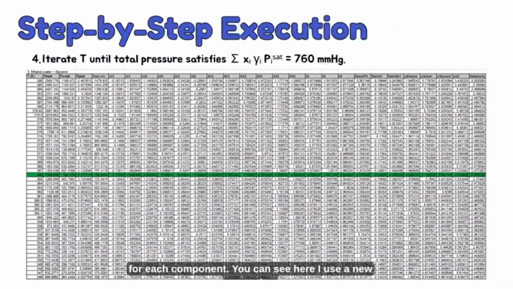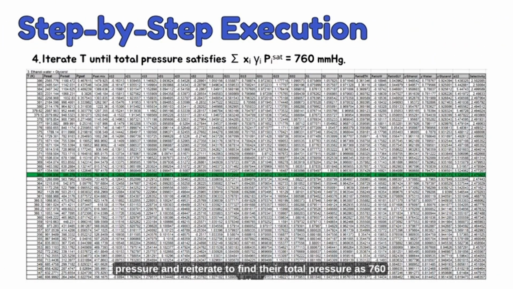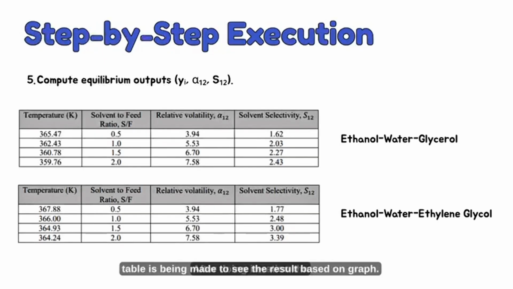You can see here, I use the new saturation pressure and reiterate to find the total pressure as 760 mmHg, which is at 366 Kelvin, and this will be applied to all the solvent to feed ratios. After doing the iteration, the table is made to see the results based on the graph.